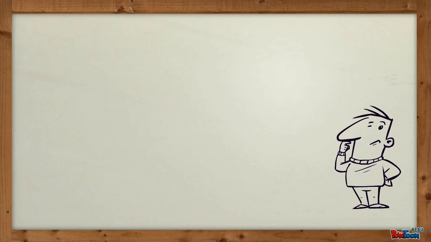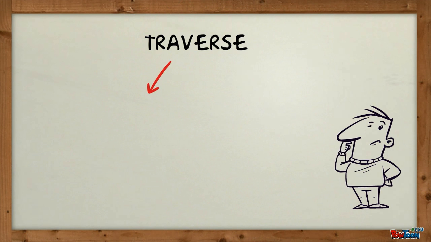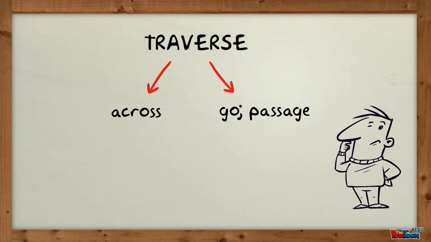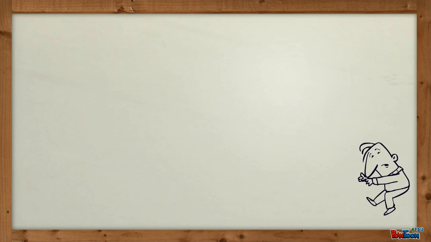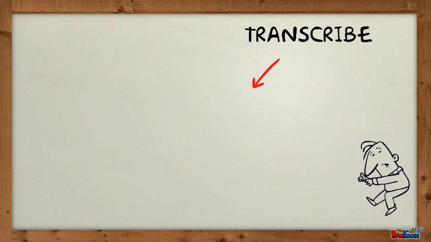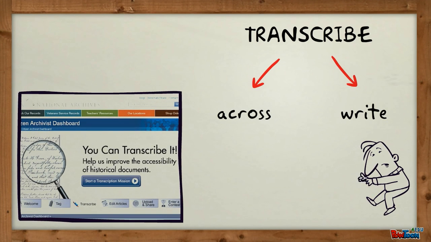But now we're getting away from the tra words. Traverse means to go across. Tra means across, and verse means go or passage. Transcribe. Tran means across, and scribe means to write. So transcribe literally means to write across. Its actual definition is close. It means to make a copy of something in writing, often while providing an interpretation.